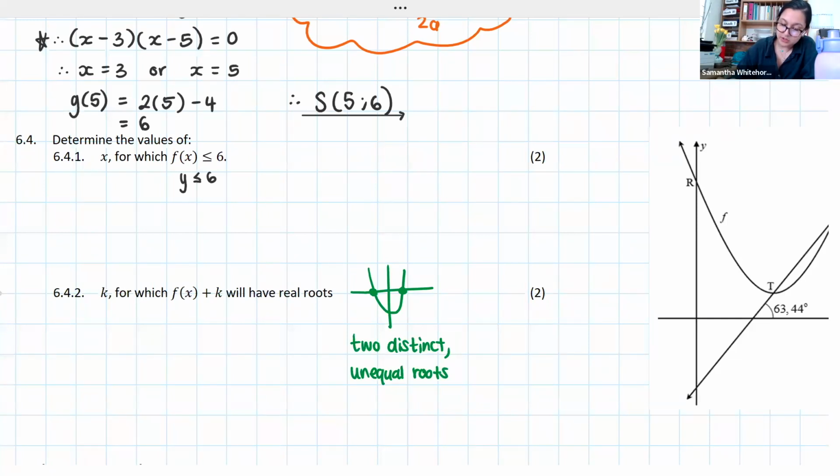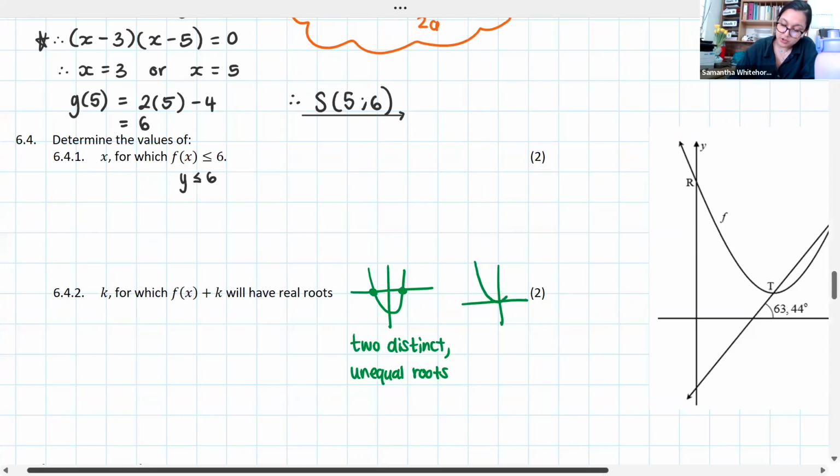We can then have a situation where we have equal roots. Equal roots would now be where your parabola turns on the x-axis. So this would now be two equal roots, because you still have two values there because it's a quadratic, but they just happen to be equal.